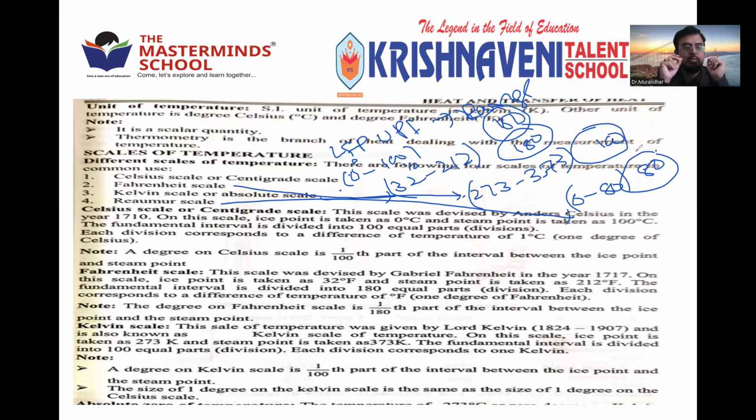When you come to the Fahrenheit scale, this was devised by the scientist Fahrenheit in 1717, almost 500 years back. On this scale, the lower fixed point is 32 degrees Fahrenheit and the upper fixed point is 212 degrees Fahrenheit. The Kelvin scale was devised by Lord Kelvin. 273 is the lower fixed point, 373 is the upper fixed point, which contains 100 equal divisions.